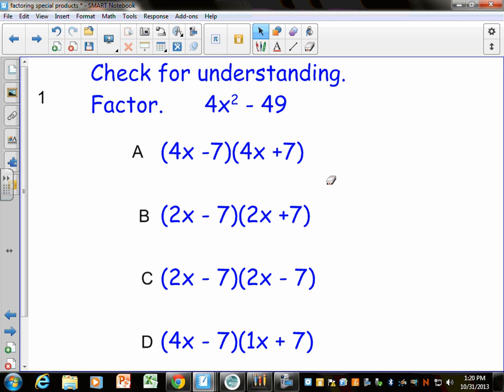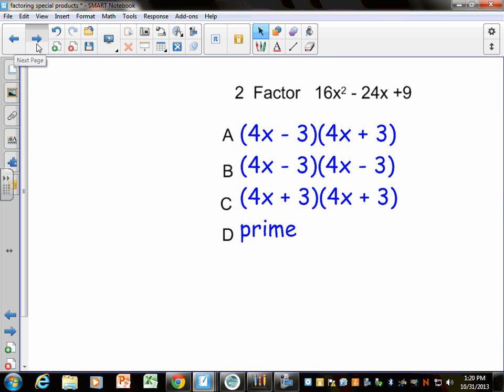Some of them got it right. Good job. When there's two things, they got to be different signs. So you should be able to say it's not C right away. D and A are bad answers because 4 times 4 does not give you 4 up there, right? So B is the right answer. Good job, guys.